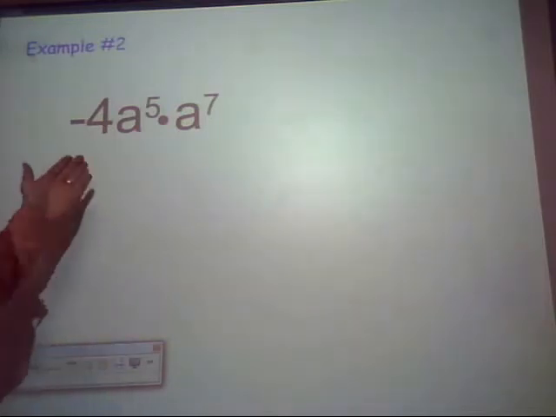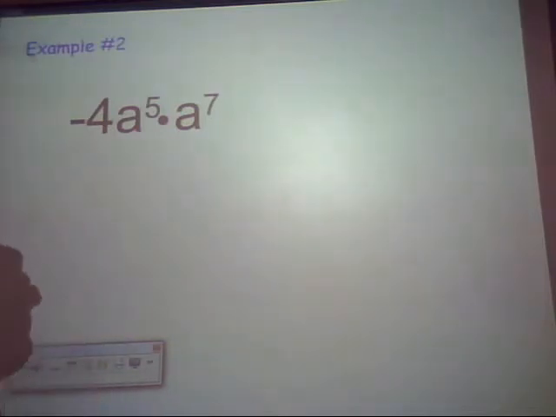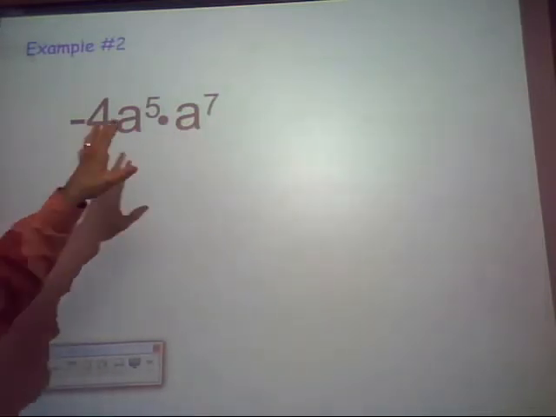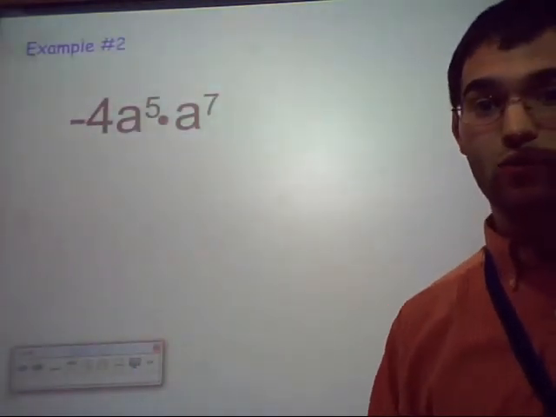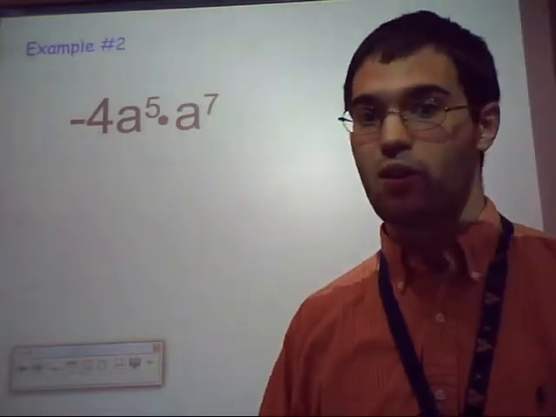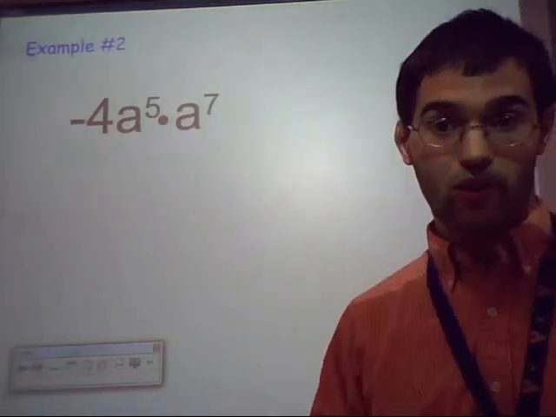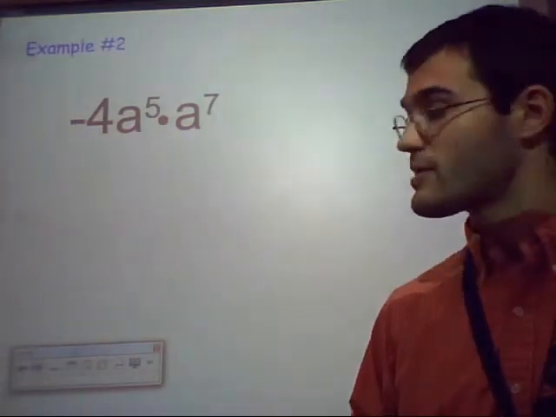In this example, we have negative 4a to the 5th times a to the 7th. I could rewrite the whole thing the way I did before, but now that we know the product rule, we can save ourselves that trouble. So let's simply multiply the coefficients and add the exponents.